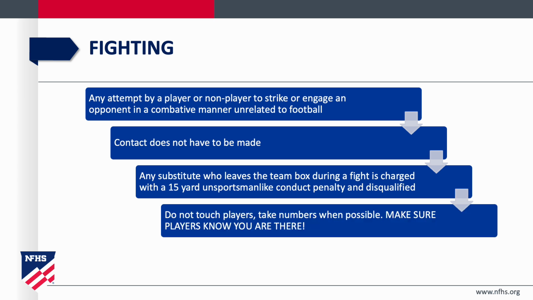When a fight occurs, we need to avoid making contact with players as much as possible. The worst thing that can happen to us is have a player that we are holding get hit by an opponent. Our goal should first and foremost be to make sure the players know we are near and are seeing them. Hard whistles are important. We also need to get the number of players who are involved with the fight. Players who are holding back their own players should not be held responsible for fighting. We want to get the number of players who are attempting to engage with opponents.